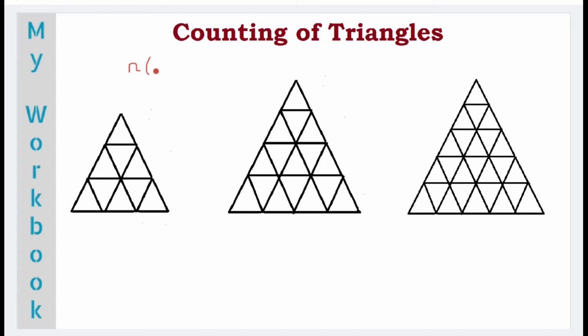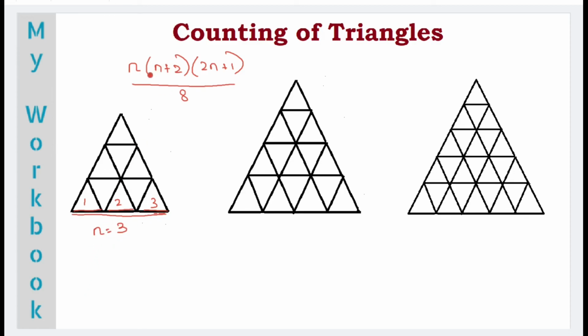n into n plus 2 into 2n plus 1 by 8. So this will give you the total number of triangles in such kind of images. So what is n? n is the number of triangles along any side. Let's choose this base. How many triangles are based along this line? 1, 2 and 3, right? So n will be 3 for this image.